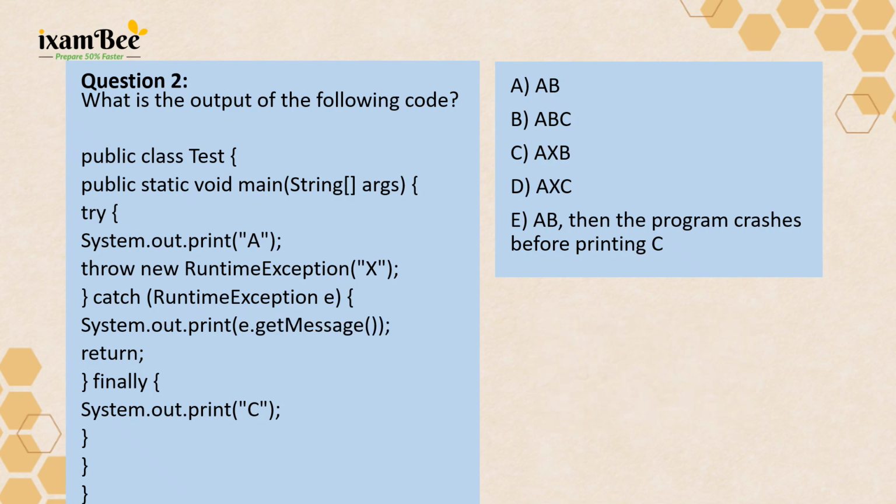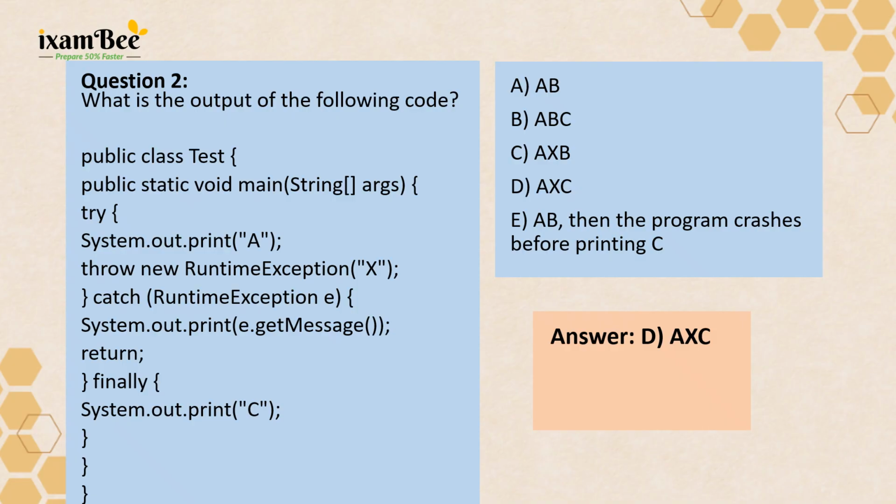So in this question, you have to predict the output. In the try block, we are outputting A and throwing a new runtime exception X. In the catch block, we are outputting e.getMessage and returning. And the finally block prints C. So the answer here would be AXC.